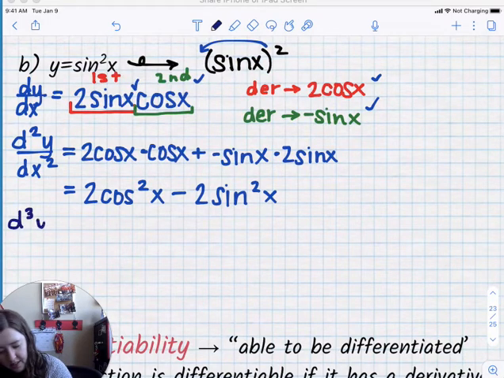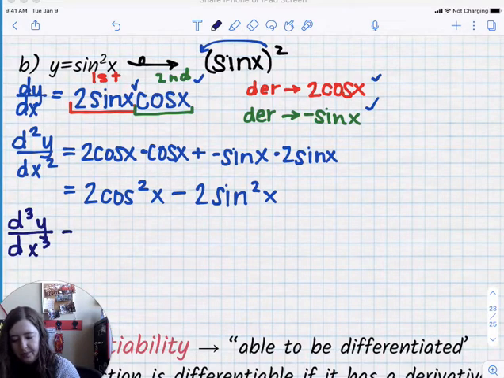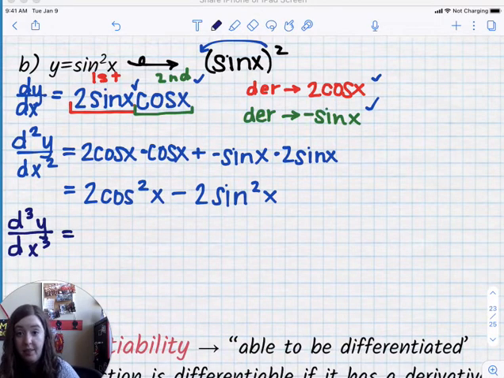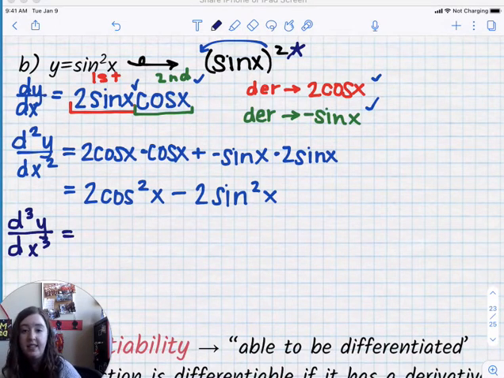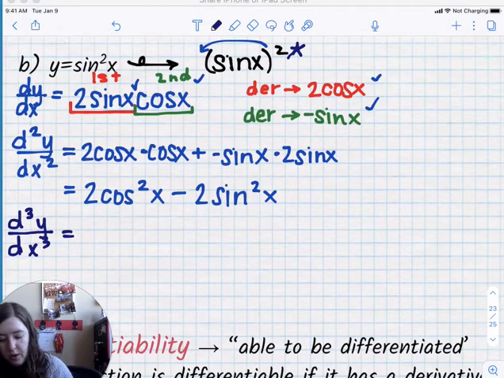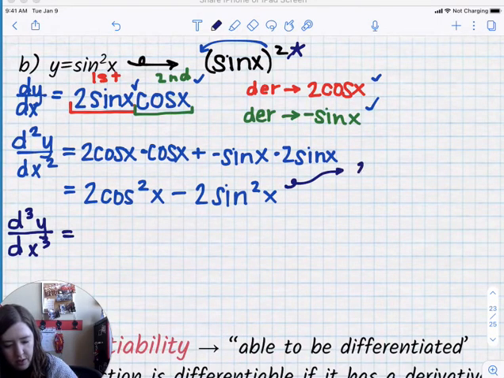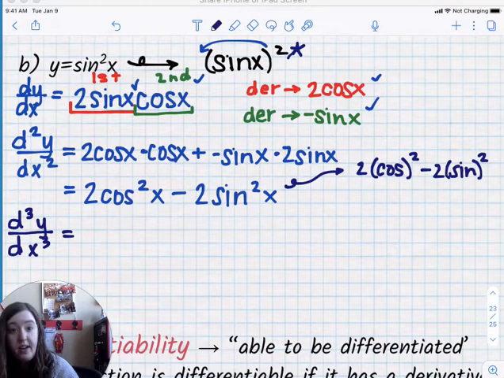So d^3y over dx^3 equals. Okay, so now once again, we have a chain rule going on because it's just like this situation up here at the top where sine squared x is the same thing as sine squared, okay? So we're going to think of this as 2 times cosine squared minus 2 times sine squared. That's how we're going to treat it.